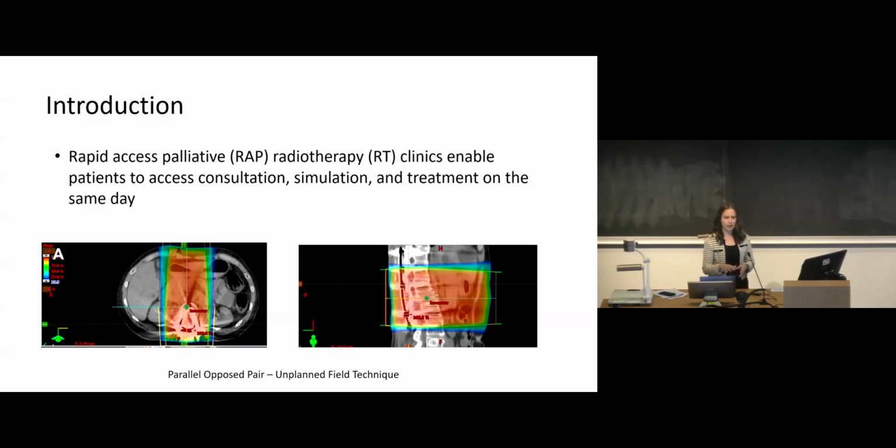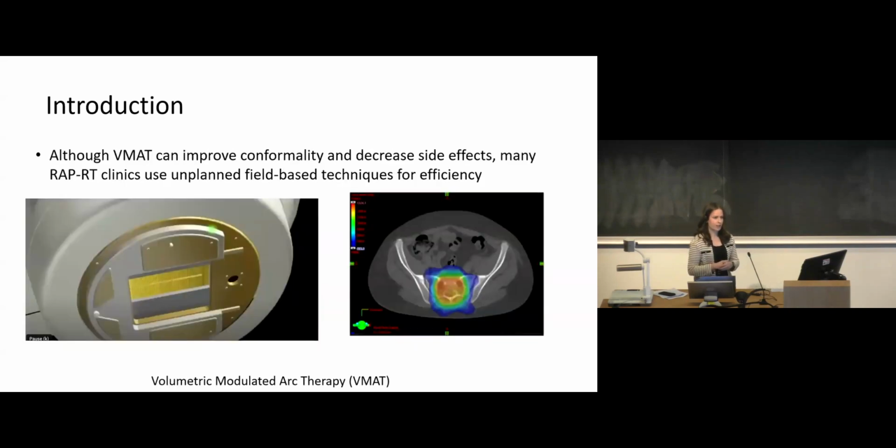Typically how this is done is with a parallel opposed pair or a POP, which is an unplanned field technique where we essentially have one beam from the front, one beam from the back, and we're treating everything in between. Now there is a different type of radiotherapy called VMAT, Volumetric Modulated Arc Therapy, and I'll see if I can get our animation here to play.